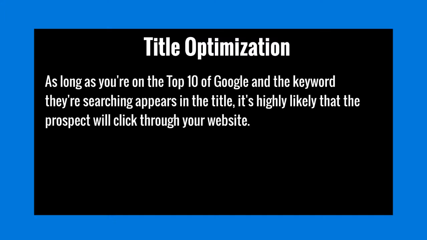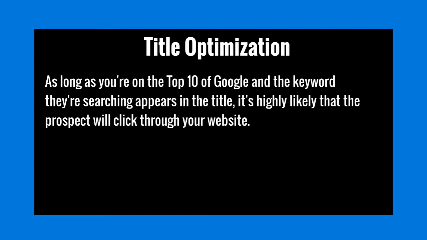So as long as you're in the top 10 of the Google search engine for that keyword, and that keyword is appearing in the title, it's highly likely that the prospect will click through to your website. Now, as basic as this sounds, I want to make sure that you understand that it's important. Most of your competitors are not really going to do this. And if they are, they're going to miss something along the way, right? What we've seen over the years is sometimes they'll have the title right, they'll have the URL structure right, but when people go to the content, it just doesn't make sense.